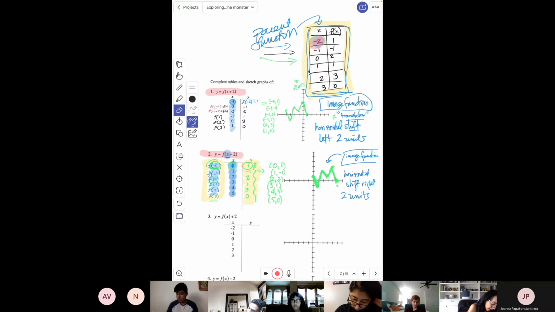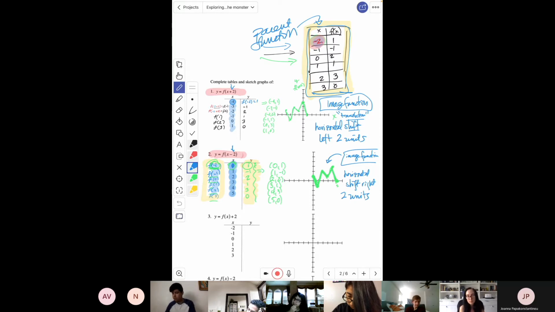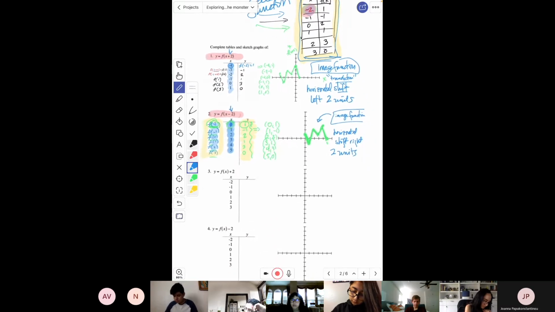So again, by looking at this equation, you should be able to identify the transformation. We shouldn't have to do these tables of values. When you see x plus 2, it's a shift to the left 2. When you see x minus 2, it's a shift to the right 2. You need to be comfortable enough to recognize the transformation just from the equation. Okay, let's take a look at the next one and see if you can figure out what's happening.